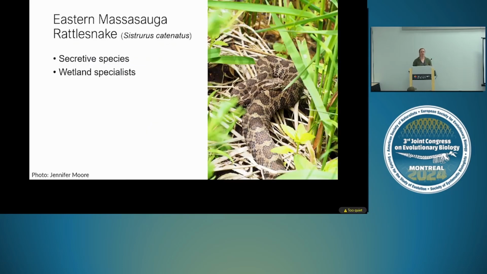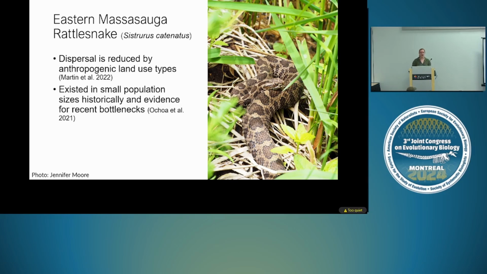And so today I'm going to be telling you about how we're using long-term monitoring data to look at inbreeding and its effects in eastern massasauga rattlesnakes. Eastern massasaugas are a pretty secretive wetland specialist. They don't like to disperse through anthropogenic habitat types, so they're really impacted by habitat loss and fragmentation. And there's evidence that they've undergone recent bottlenecks.